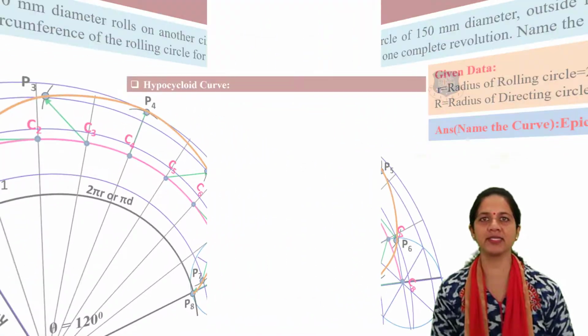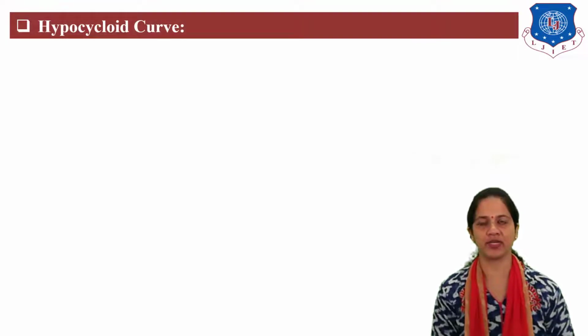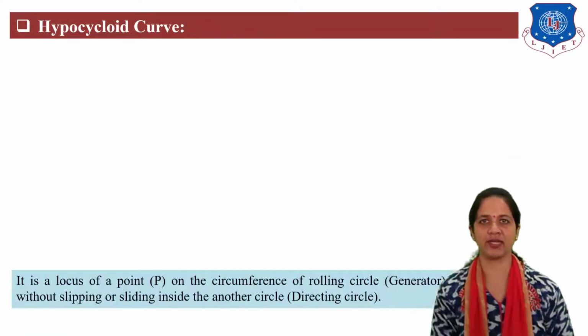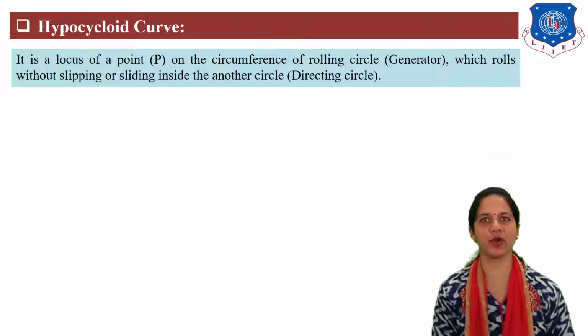Next, let us understand the hypocycloid. What is a hypocycloid? It is the locus of a point on the circumference of a rolling circle or generator which rolls without slipping or sliding inside another circle or directing circle.